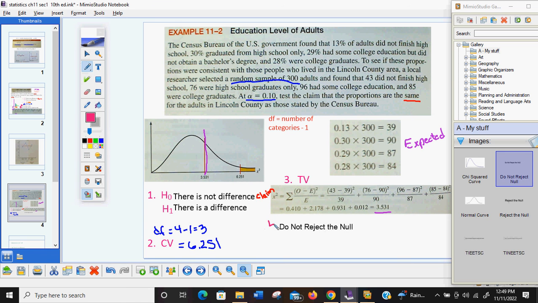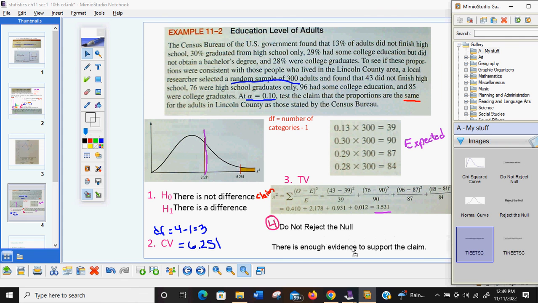Now the last step talks about the claim. Go back up here, over here, see what they claimed. They claimed they were the same, that there was no difference. That would be the null, the white area. So go to the white area and look for your evidence. Your evidence, your test value, is there. So there is enough evidence to support the claim that it would be the same in Lincoln County. So your step 5 would be there is enough evidence to support the claim.